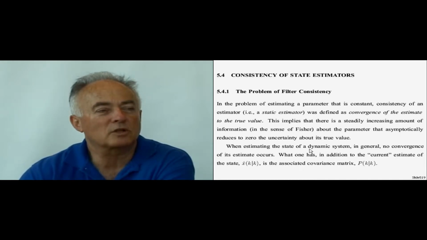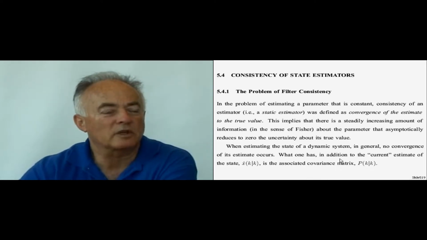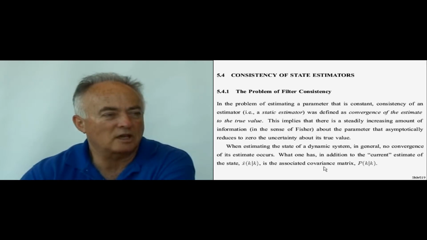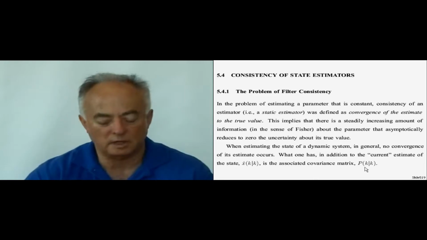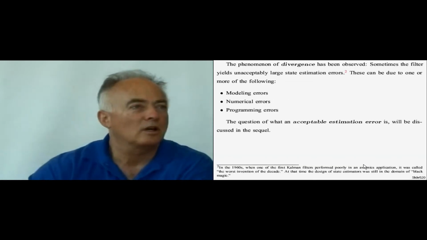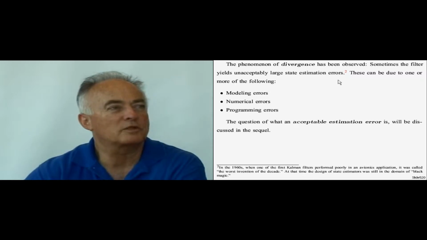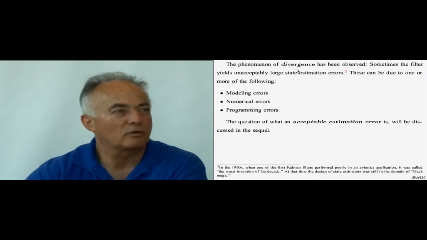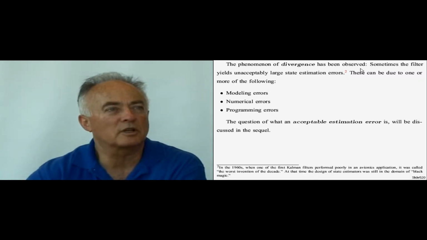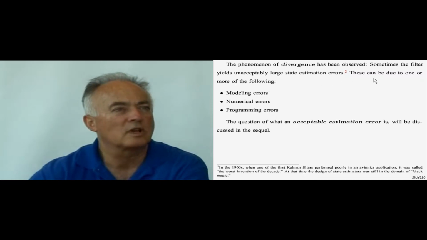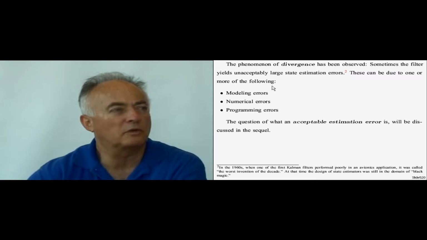When estimating the state of a dynamic system, because it keeps varying, we cannot expect convergence of the estimate. What we have is a current estimate, x hat kk, and an associated covariance matrix, Pkk. First, before discussing consistency, which is the counterpart of convergence, we'll take a look at the opposite of convergence, that's divergence, because historically it has been observed that the filter used to yield in some cases unacceptably large state estimation errors. And this can be due to one or more of the following reasons.